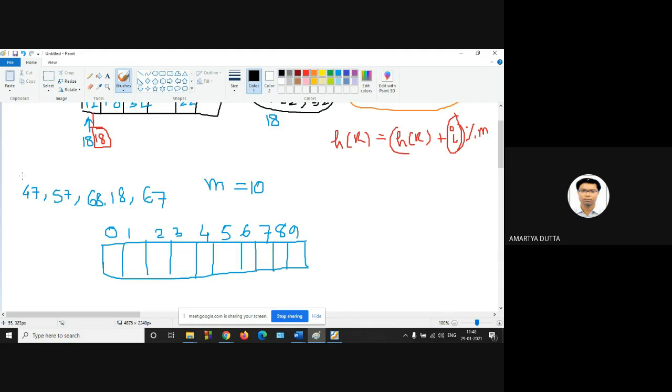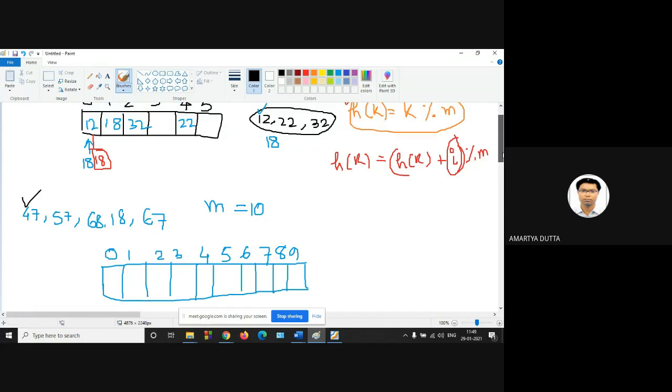First 47. So what is the position for 47? Actually the question is that your array size, your hash table size, is 10, that is 0 to m minus 1, which is 9, and you are given a sequence of keys. You have to insert these keys using linear probing. This is the main question. Okay, so first 47.